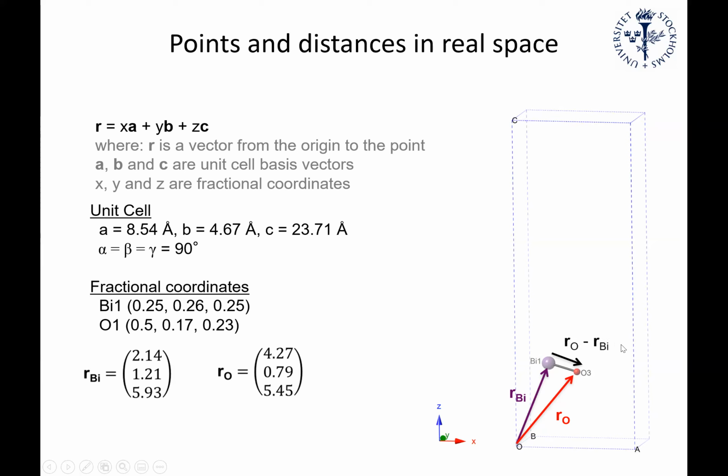So then you can just subtract these two vectors from one another. Minus R_Bi plus R_O is the same as R_O minus R_Bi mathematically. So you can just subtract those. Again, 4.27 minus 2.14 gives you 2.13.